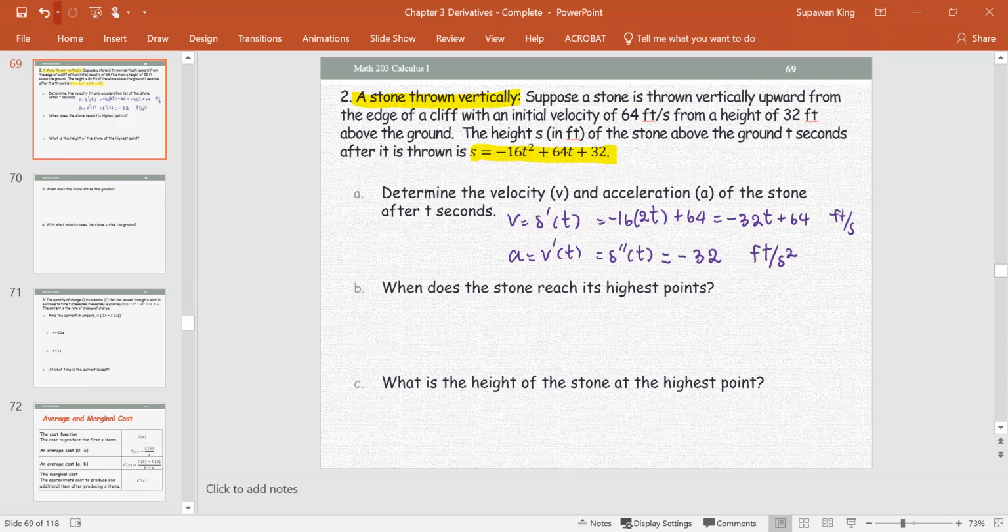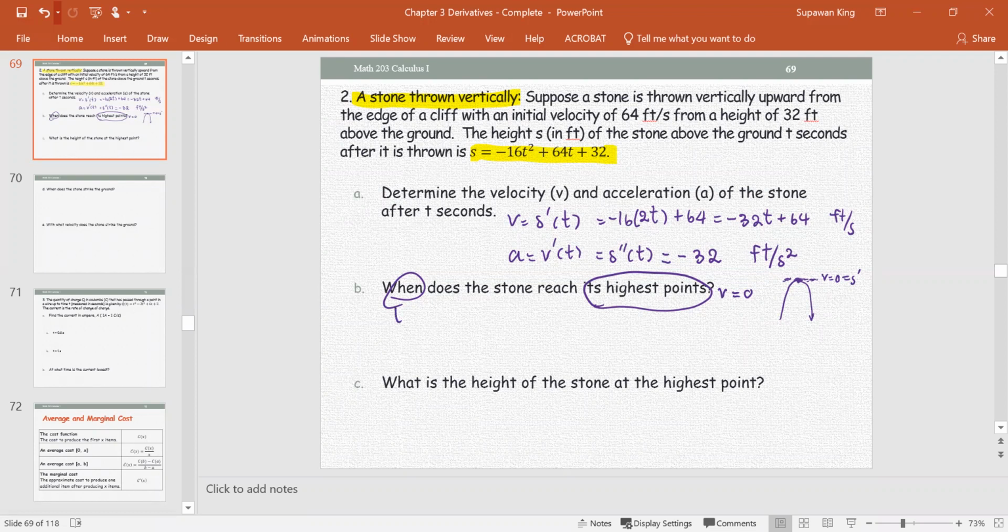In part B, when does the stone reach its highest point? The highest point means the velocity is 0, because the stone is going upward and then, after reaching the highest point, it comes back down. At the maximum height, the velocity is 0. Or we can use the graphical way: the maximum point has a horizontal tangent line, or v equals 0, which is s prime. So we are going to find the time where v equals 0.